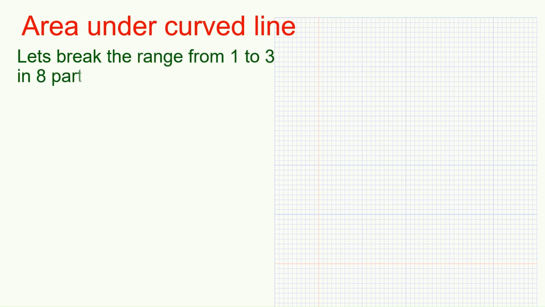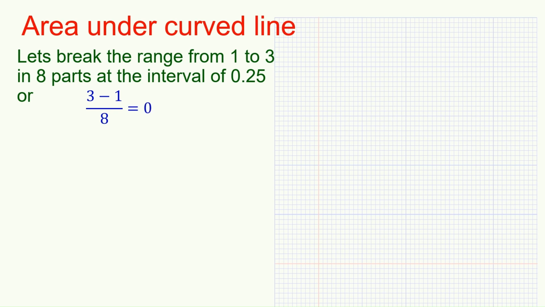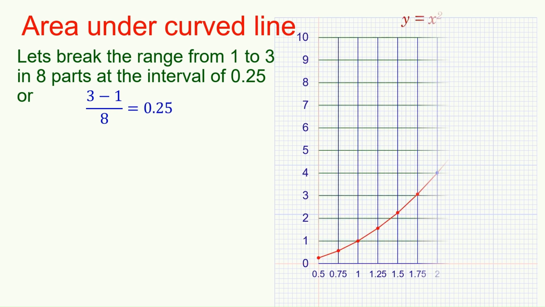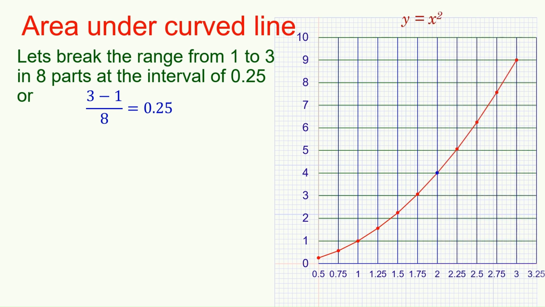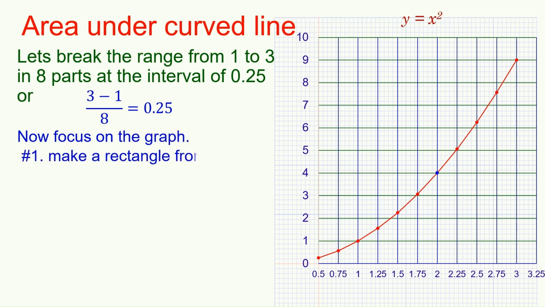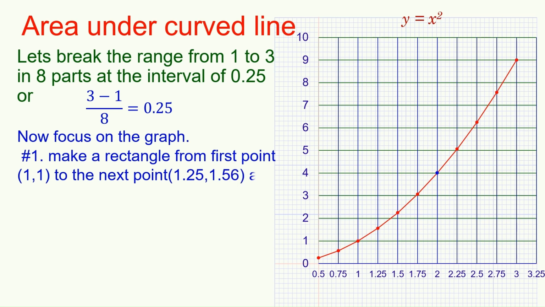Let's break the range from 1 to 3 into 8 parts at the interval of 0.25, or (3 minus 1) divided by 8 equals 0.25. Now focus on the graph. Number 1. Make a rectangle from the first point (1, 1) to the next point (1.25, 1.56), and then the next 7 rectangles.